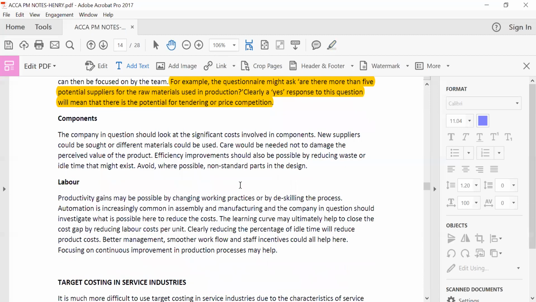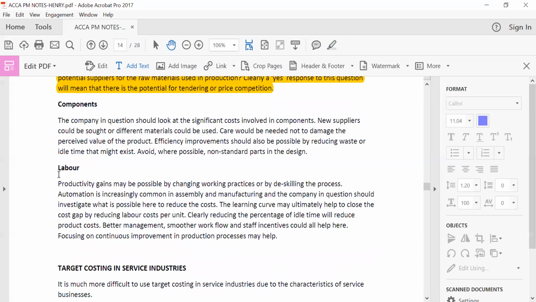Labor cost. Are you going to train labor, skill your labor, give them the thorough knowledge and expertise to get the thing done? Are you going to give them incentives? Are you going to motivate them? Sometimes the managers of the organization are very bad, so that they demotivate even the employees. So better management, a smoother workforce, and staff incentives could also help here to motivate them.